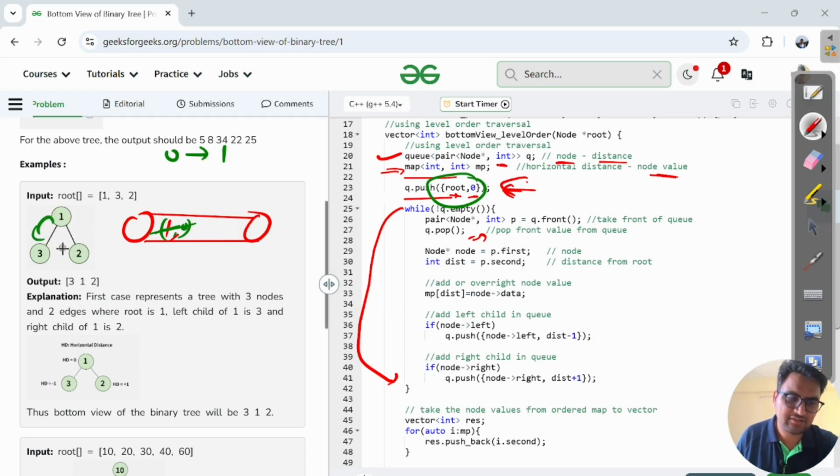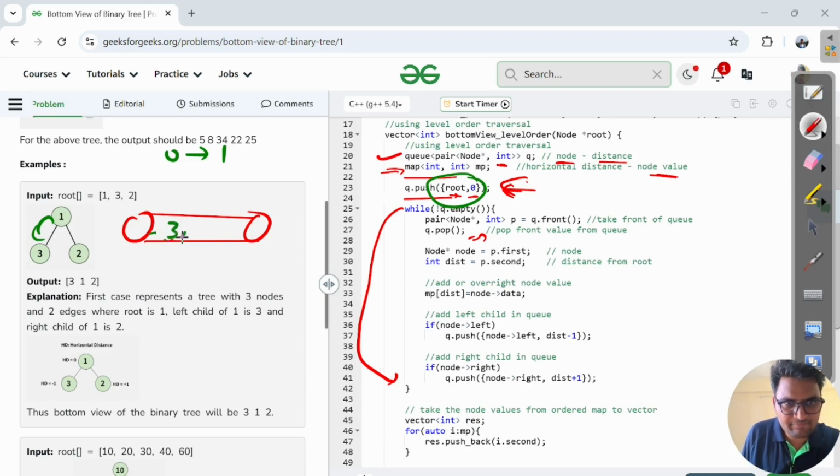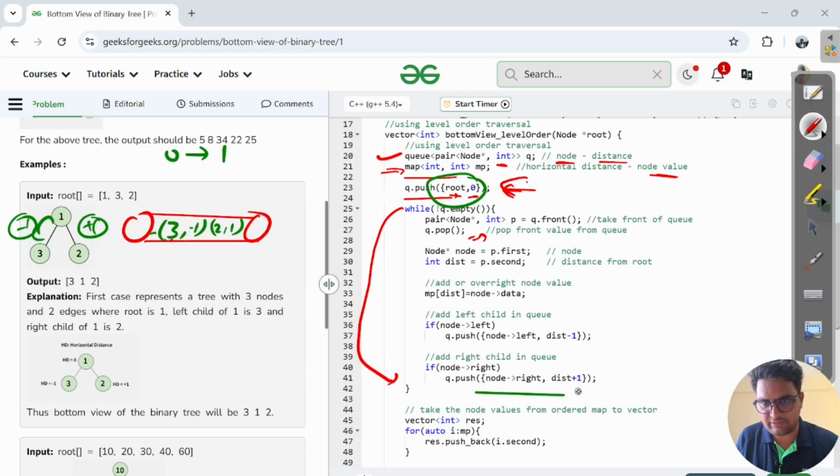Then I will go to the left, and if left is not null, then I will insert. So let me remove this one from the queue, because the queue is not having that much space. So here I will insert 3, and the distance from this one would be -1. So here -1, correct. 3 and -1 I will insert, and then I will check for the right also, because we are at root, so right is also there. So we insert 2 and 1, correct. Here on the right side we will add +1, we will increment the distance by 1, correct. So +1, that is what we are doing here.